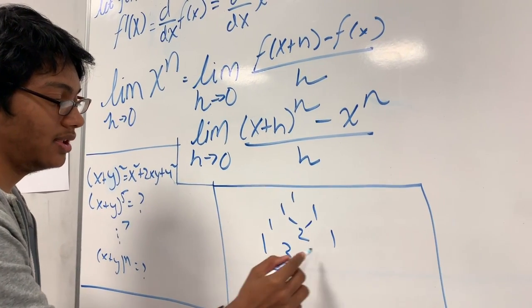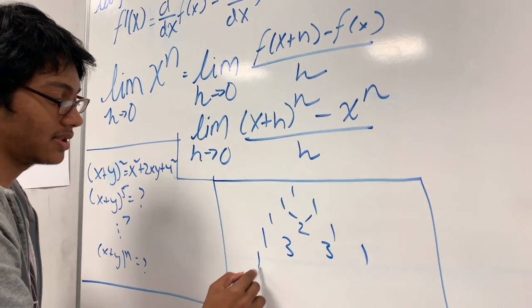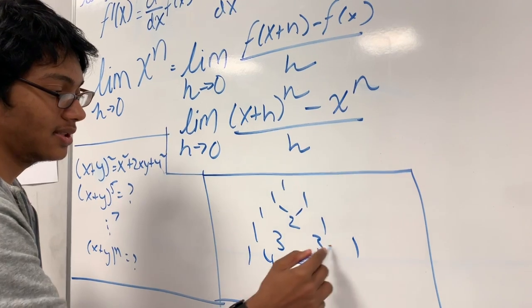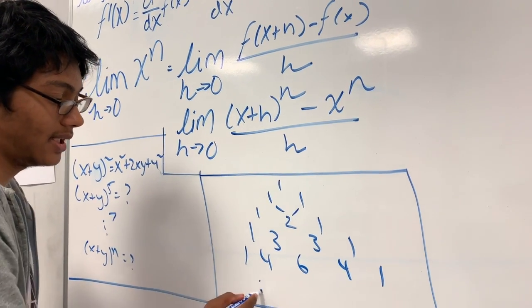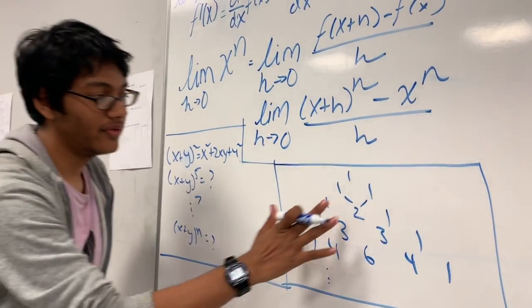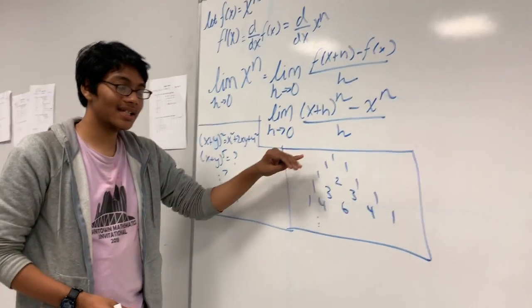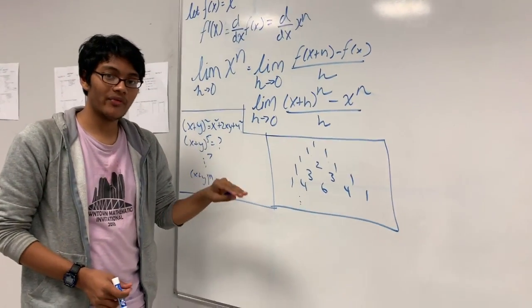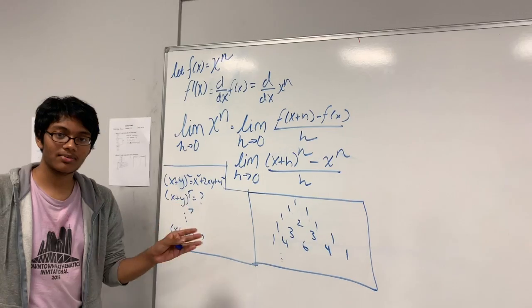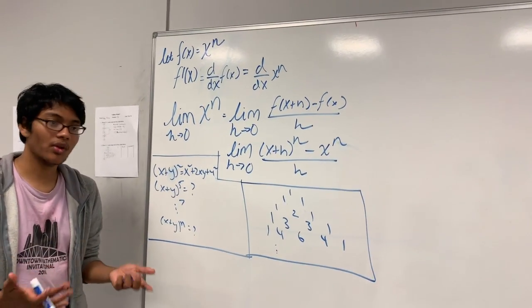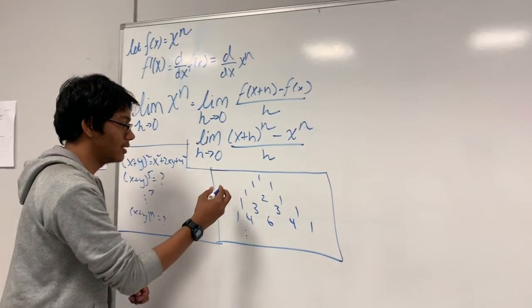1 plus 2 is 3. 1 plus 3 is 4. 3 plus 3 is 6. 3 plus 1 is 4. And so on and so forth. So if you notice, each row of Pascal's triangle is going to give us the binomial coefficients of any binomial expression. Now you're probably thinking, what do I mean? Well, let me show you what I mean.